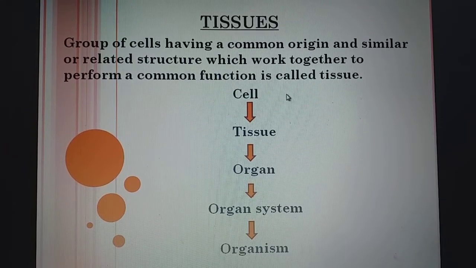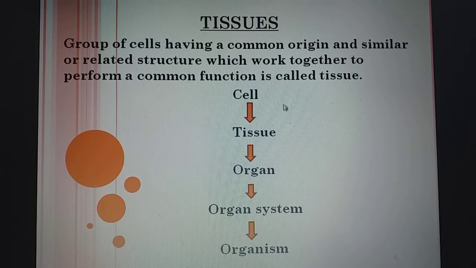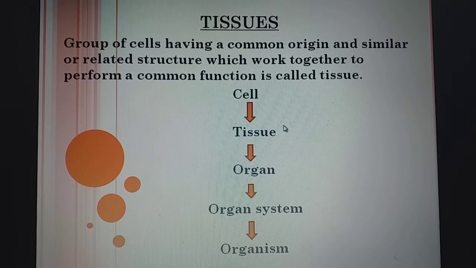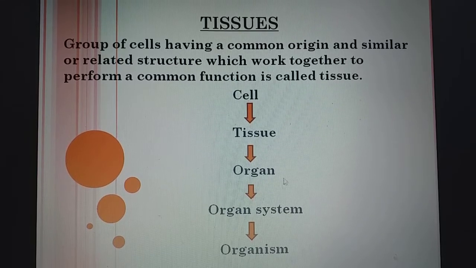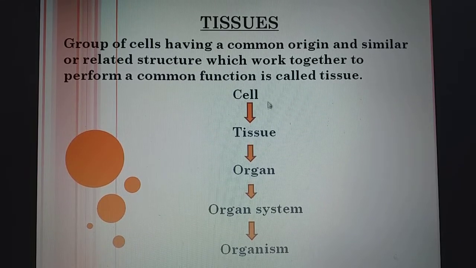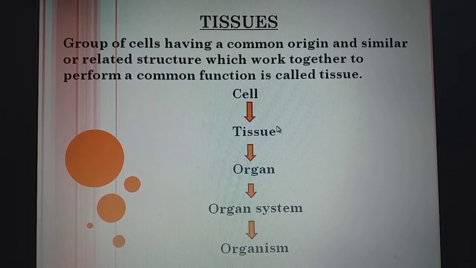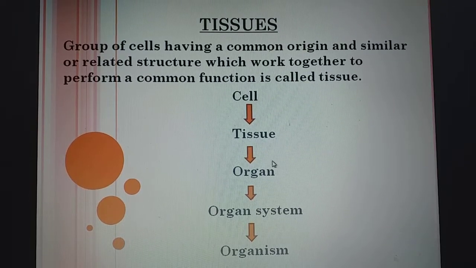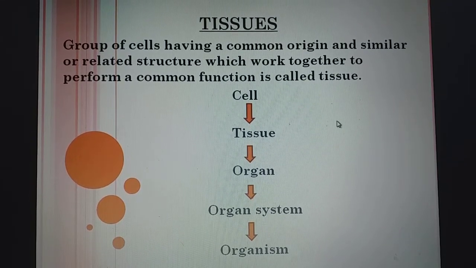So when similar cells combine together, they form tissues. In the same way, similar tissues combine together to form an organ, and then organs form an organ system. In class 9 you will study about the cell and tissue, in which the cell you have already studied, tissue you will study in this chapter, and in class 10 you will study about the organ and organ system.